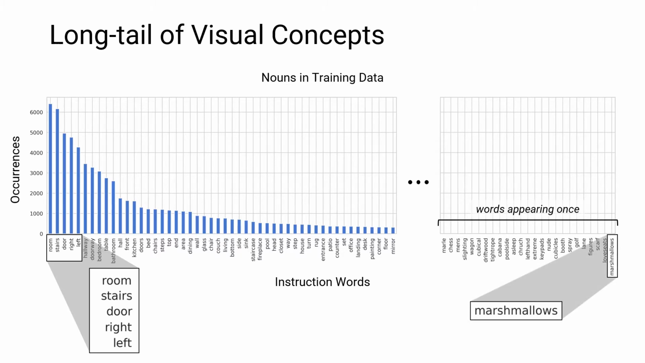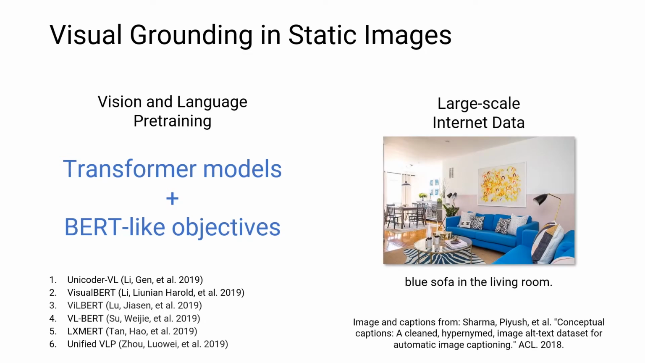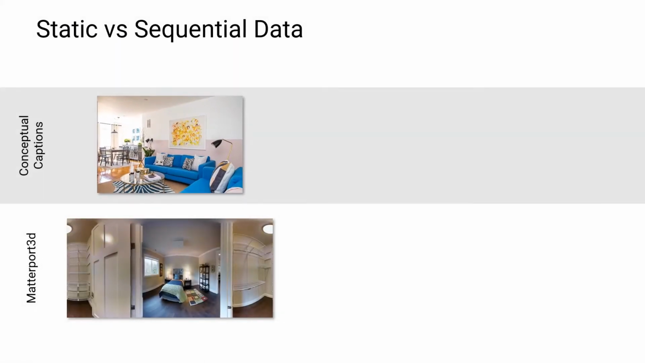How do we learn visual grounding for these types of rare concepts? Recently, there's been substantial progress in the vision and language communities on the problem of visual grounding in static images. These works utilize transformer-like models and BERT-like pretraining objectives to learn visual grounding from large-scale web data, which is easy to collect. This raises our central research question: how do we transfer visual grounding from large-scale web data to the embodied task of VLN? There are two key challenges with this type of transfer.